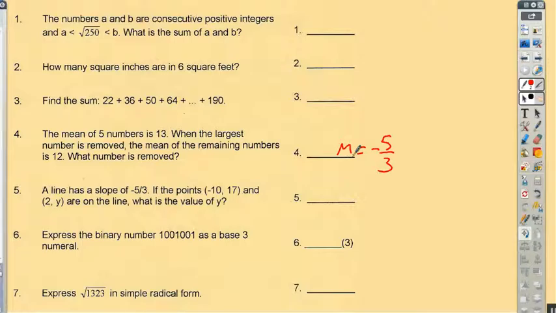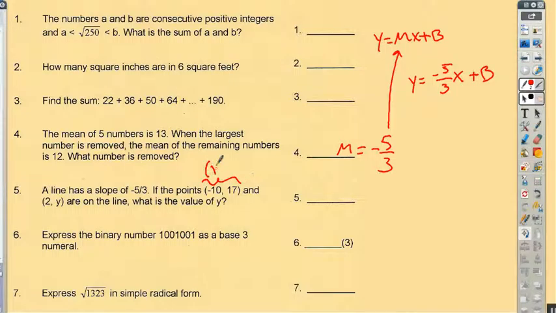So I know that y is equal to mx plus b because this is a line. And I know that m is right there. So I have y is equal to -5/3 x plus b. Now I know one of the points right here, and it's complete. Points are written in x comma y form, so my y value is 17. So 17 is equal to -5/3 times my x value, which is -10, plus b.